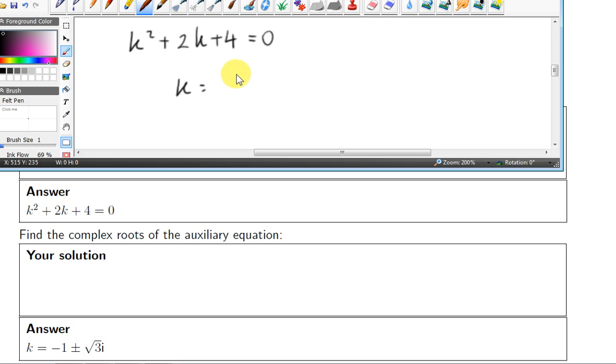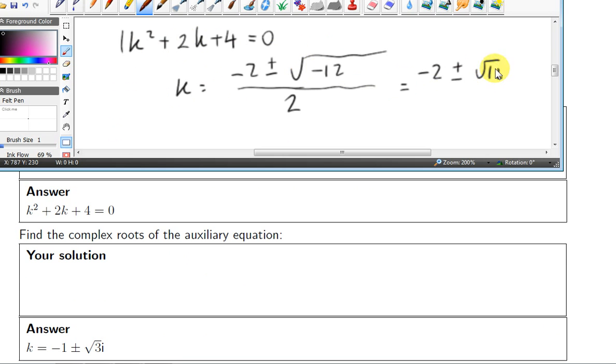So let's just go through those. Minus b plus or minus the square root of b squared minus 4ac. That's 2 squared minus 4 by 1 by 4. 2 squared is 4, minus 16 is minus 12, and this is divided by 2 times a, where a is 1. So we have the square root of a negative number. B squared minus 4ac is negative, so we're going to have complex roots. So we have minus 2 plus or minus the square root of 12 times the square root of minus 1. So we can factorize it like that. Write i for the square root of minus 1.